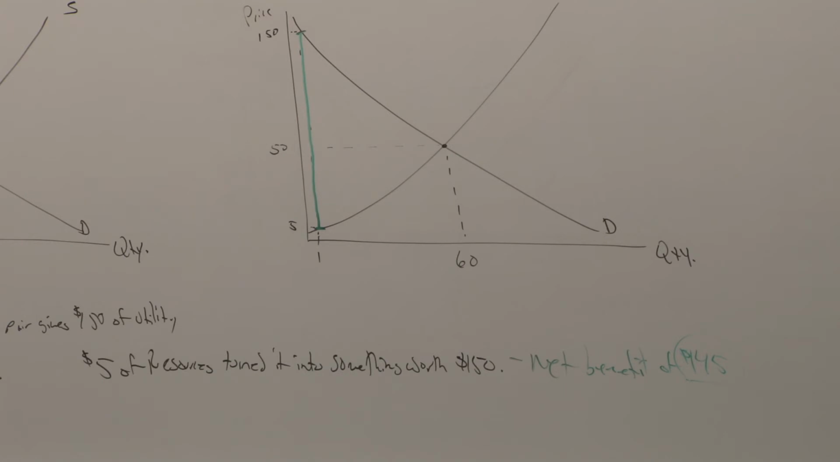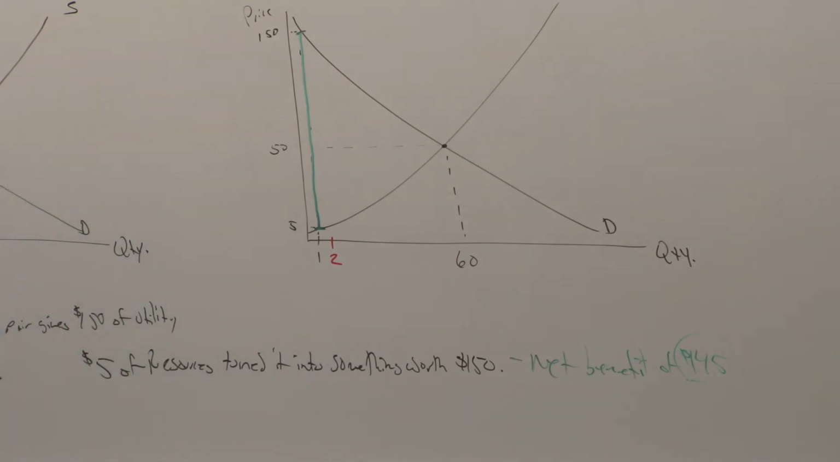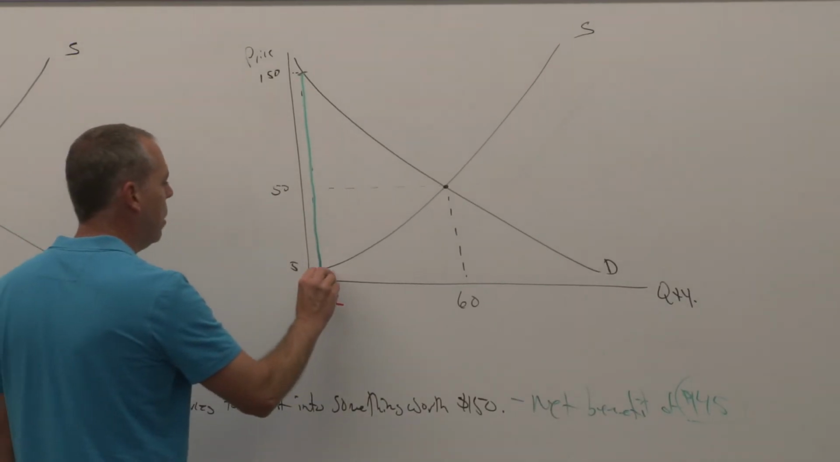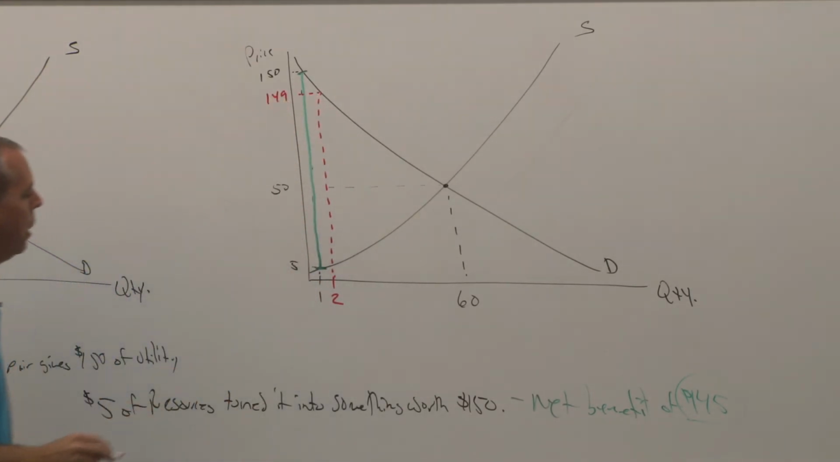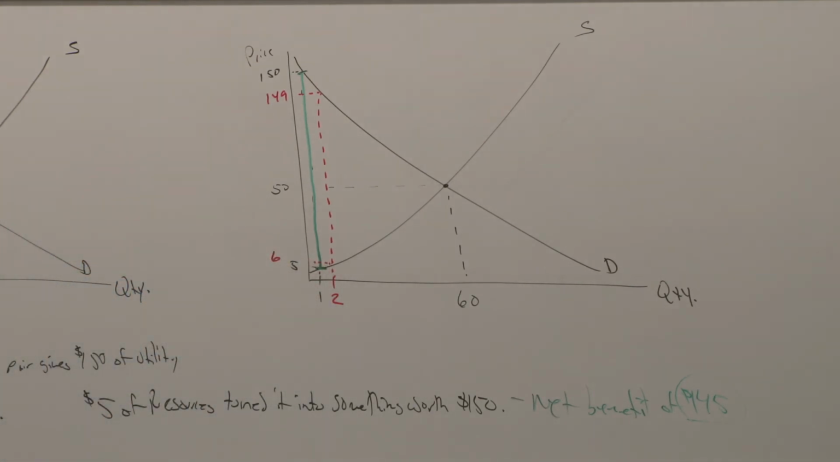Let's look at jean pair number 2. Jean pair number 2 is worth $149. And jean pair number 2 costs $6 to make. We're taking $6 worth of resources, cotton, electricity, and labor, and truck transportation, and all that stuff, and we're going to rearrange it. And when we're done rearranging it, we've got jean pair number 2, and jean pair number 2 is worth $149.